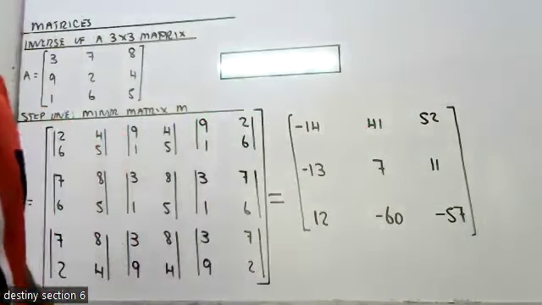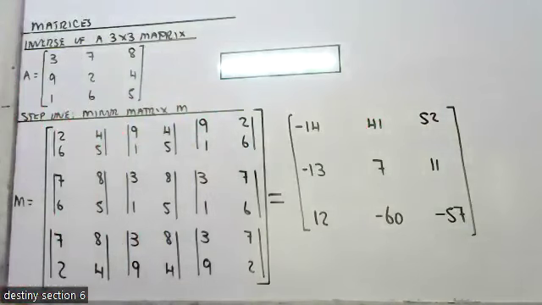So are the figures confirmed? Yes. Good. So if the figures are confirmed, that was step number 1, which is to get the minus matrix M. From there, we go to step number 2.